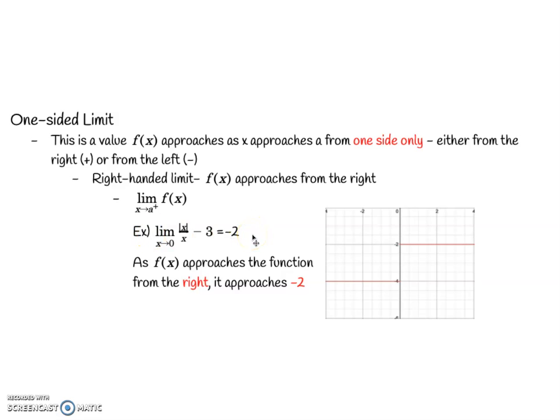So there's an example. The limit as x approaches 0 of the absolute value of x over x minus 3. If you plug in 0 into this equation using the direct substitution method, you'll get the indeterminate form of 0 over 0 minus 3. But if you graph this function into the calculator, then using the graph, you can clearly see that the function approaches negative 2 from the right, which makes the right-handed limit of this function negative 2.